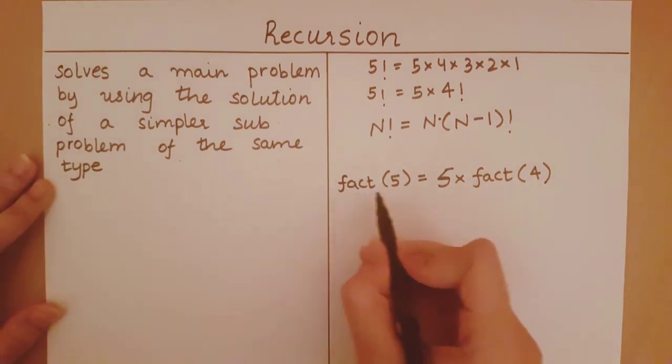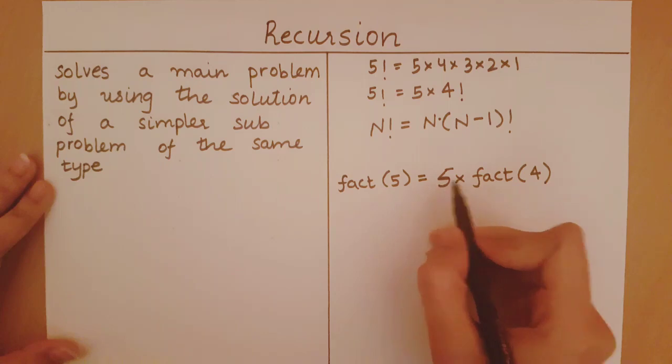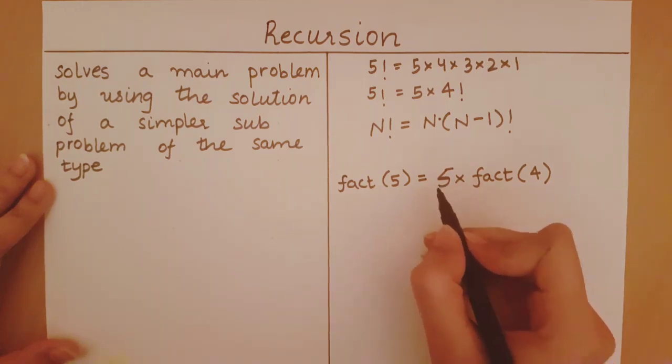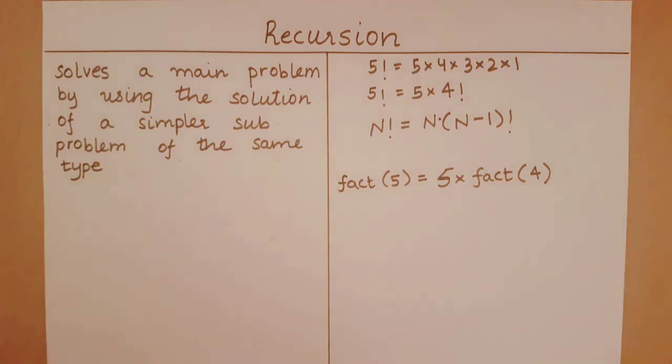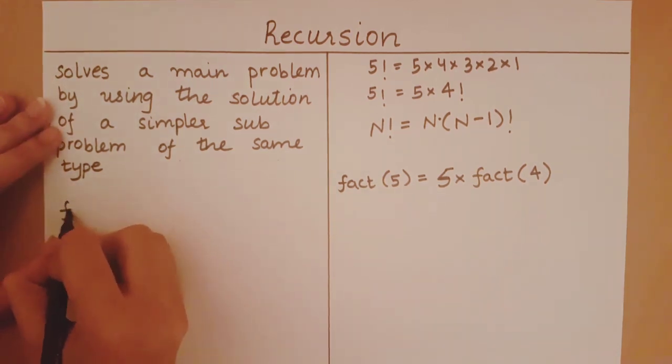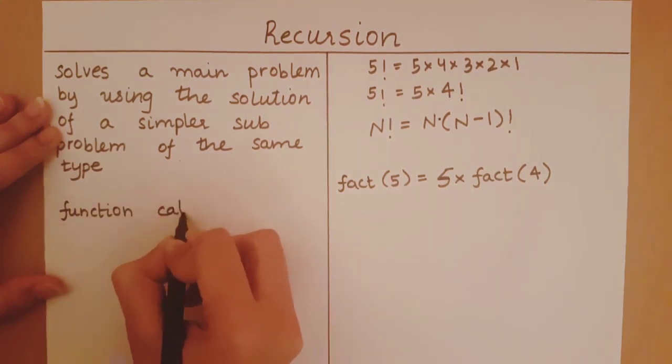So, we have called factorial of 5. Now we are inside the function. The function says factorial of 5 is equal to 5 into factorial of 4. So, within the function itself, we are calling the same function. So, what is another important point of recursion? The function calls itself.